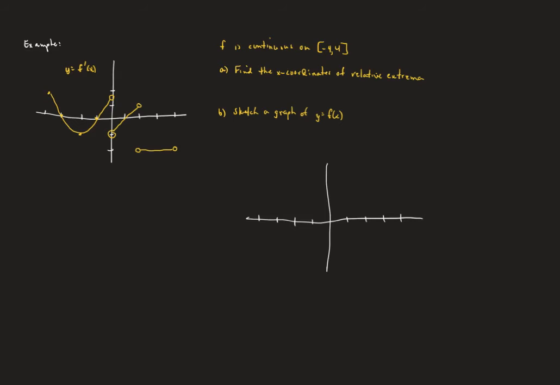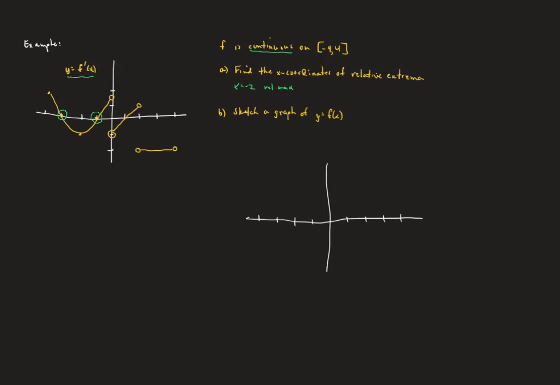And now we have the graph of f prime of x here, and we know that f is continuous on this interval from -4 to 4. Can we find x coordinates of relative extrema? So we want to know where the derivative is 0 or undefined, and then where does it change sign? So here at -2, the derivative is 0, and it goes from positive to negative. So at x equals -2, we're going to have a relative maximum.